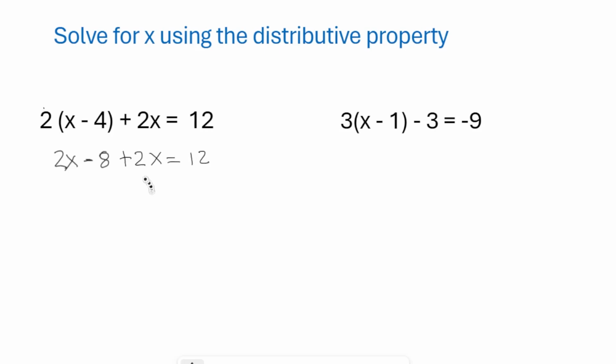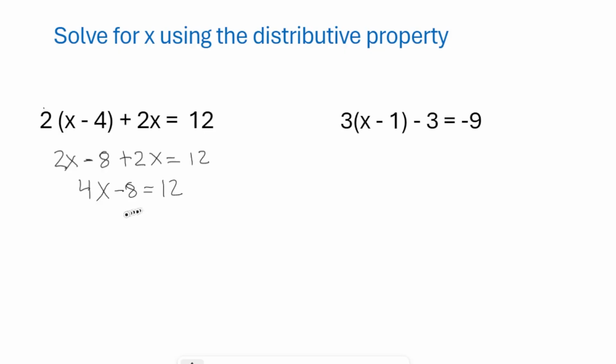The next step, I'm going to be combining like terms. So I'm going to be adding 2x with 2x. That's how we're going to get 4x minus 8. All of that equals to 12.